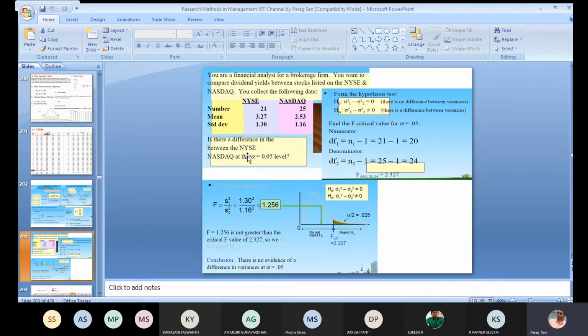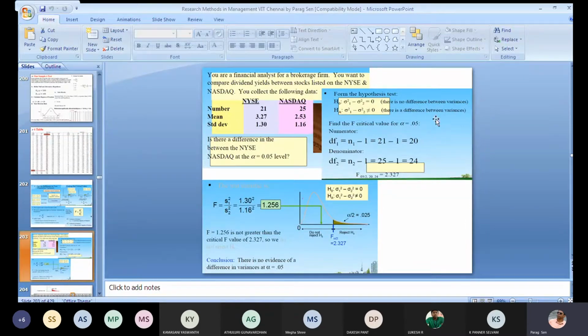Alpha is representing the significance level. So your confidence level is 95%. So what will be your null hypothesis? Null means there is no difference. So there is no difference between variances at population level. And then your alternative hypothesis will be there is a difference between variances at population level. Okay.